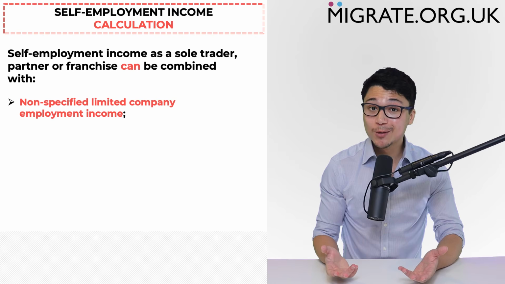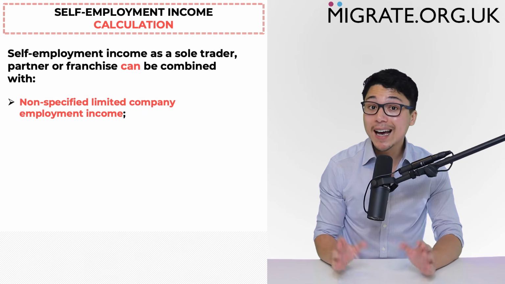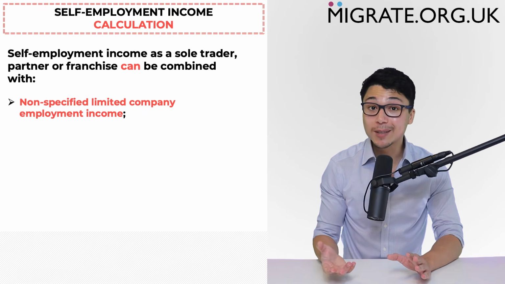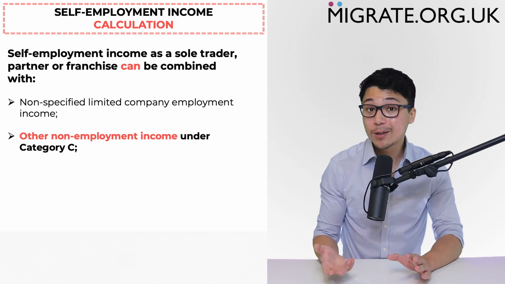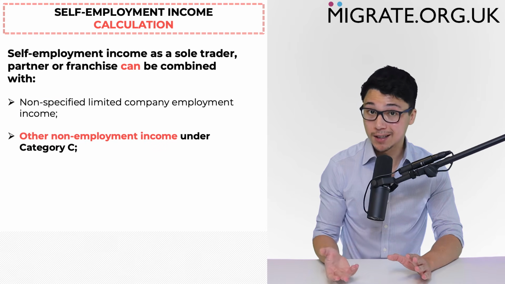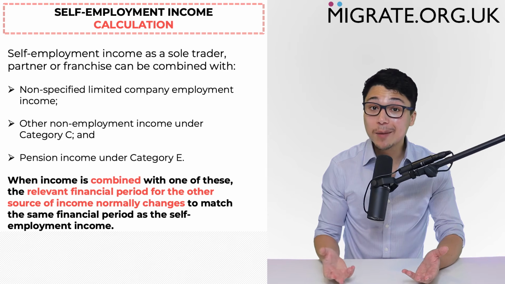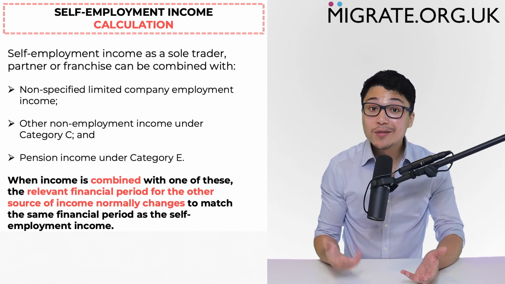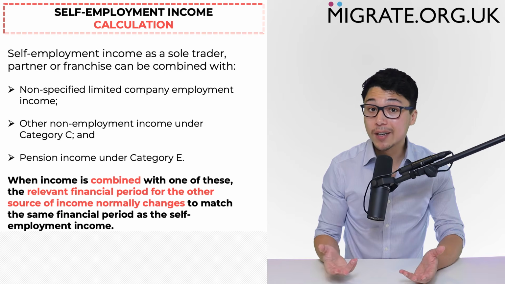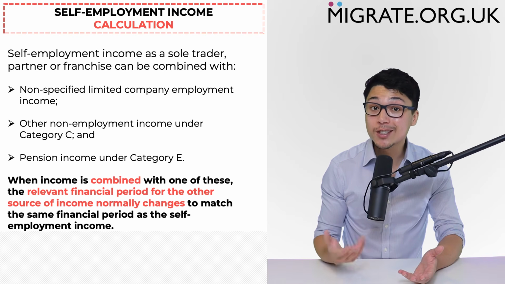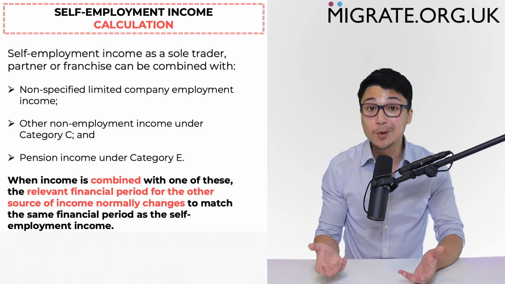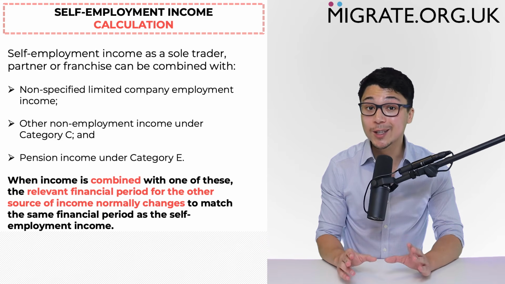Self-employment income as a sole trader, partner, or franchise can be combined with non-specified limited company employment income, other non-employment income under Category C, and pension income under Category E. However, when self-employment income is combined with one of these, the relevant financial period for the other sources of income normally changes to match the same financial period as the self-employment income, which is 6th of April to 5th of April for those self-employed in the UK.